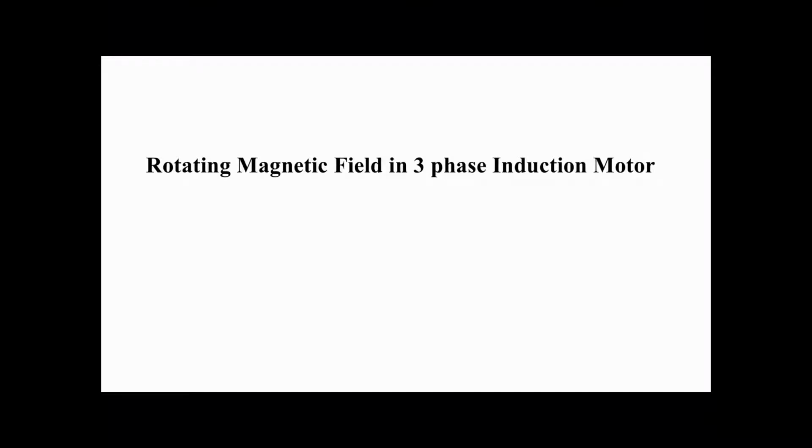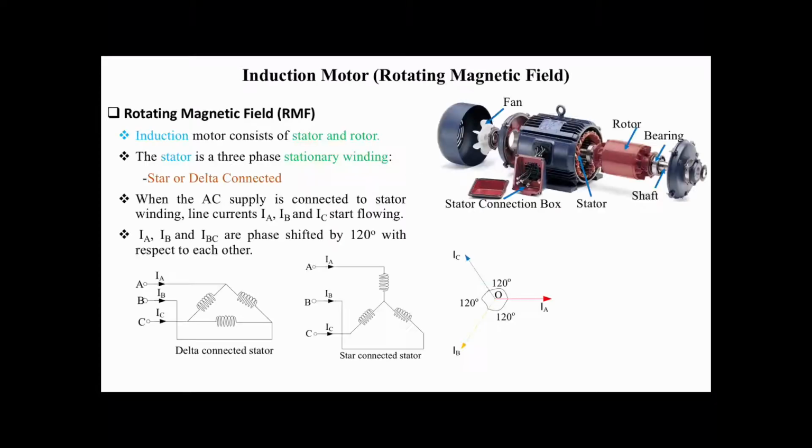Rotating magnetic field in three-phase induction motor. In this picture we can see the various parts of the induction motor. Here this is the stator winding and this is the rotor. This rotor is mounted on the shaft and one bearing is also there to hold this shaft with the frame. This is the fan for cooling.